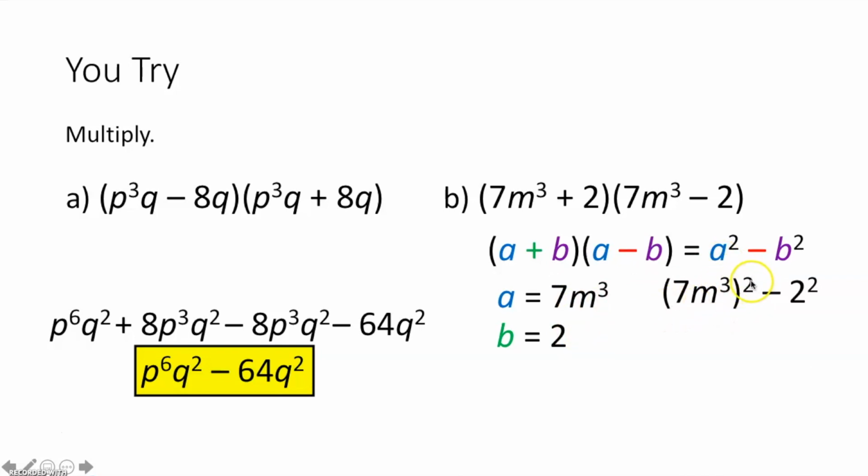7m cubed raised to the 2nd power, we're going to square the 7 and the m cubed. So 7 squared is 49. M cubed to the 2nd power, power to a power, we multiply, so that becomes m to the 6th. And then over here, 2 squared we know is 4. And you're done. So that's if you remember the shortcut.